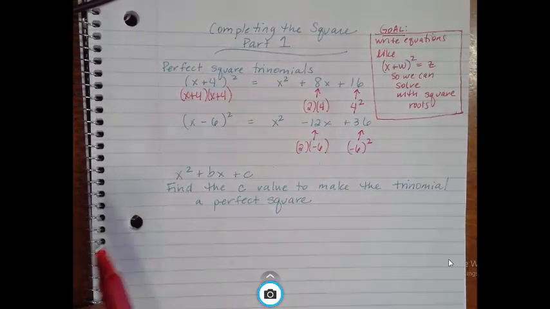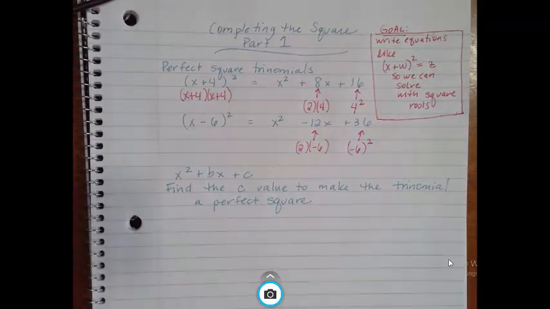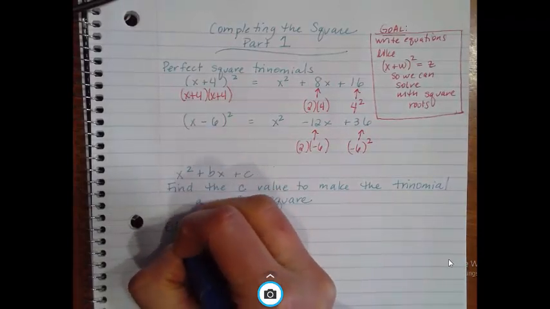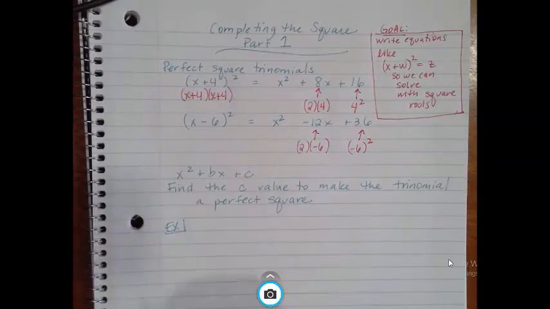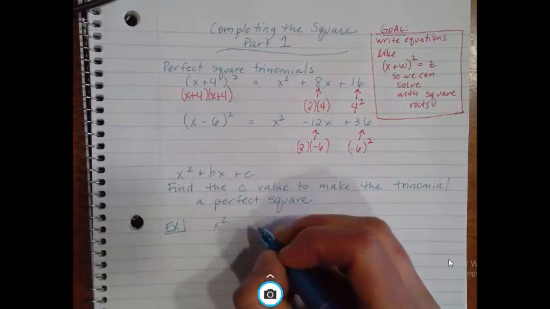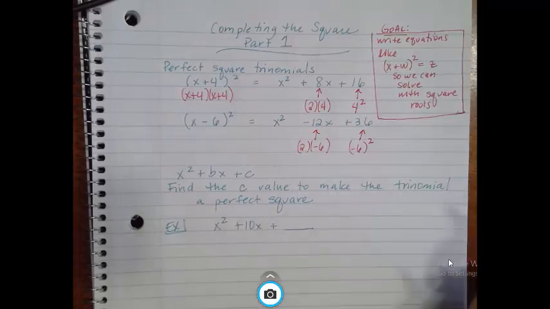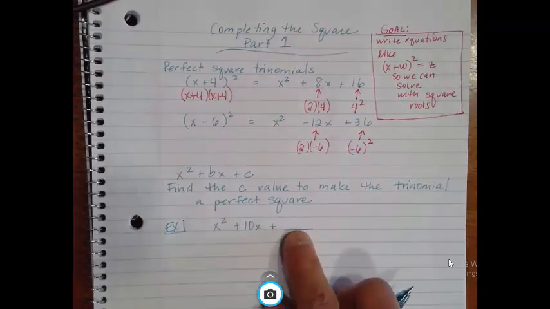Using those observations, we are going to go backwards here. We're going to look for a c value to make the trinomial a perfect square. Let's look at a couple of examples, and I think you'll get the hang of this pretty quickly. Suppose I've got x squared plus 10x plus blank. I want this to be a perfect square trinomial. So what's going to go in the blank?